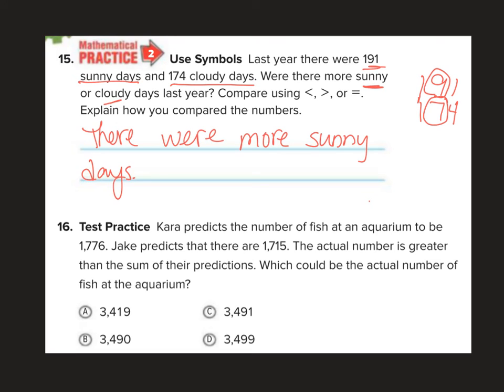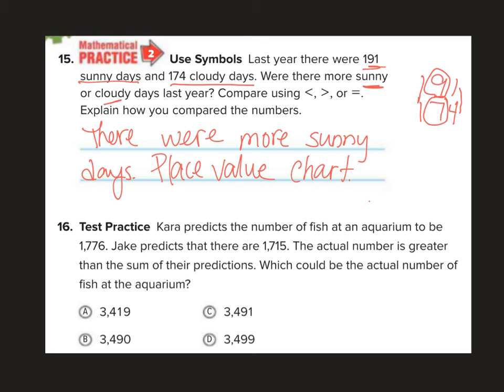Okay, and then it says explain how you compared the numbers. And so I'm going to say I didn't really draw the chart itself, but I really did use a place value chart. I'm just going to call it a place value chart because I lined up the place values to determine which number is bigger. Okay, test practice.